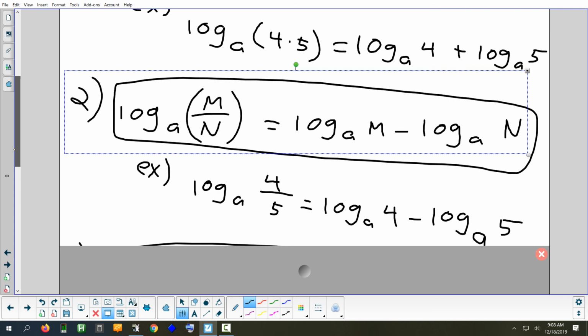Any questions on rule 2? All right, so rule 3.